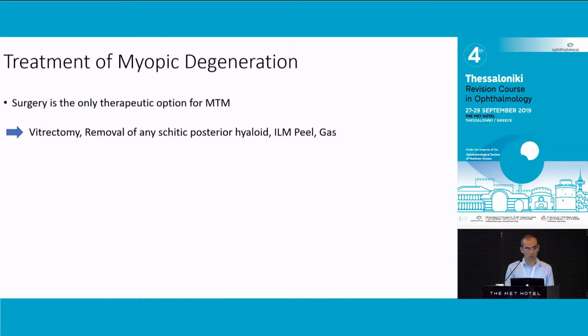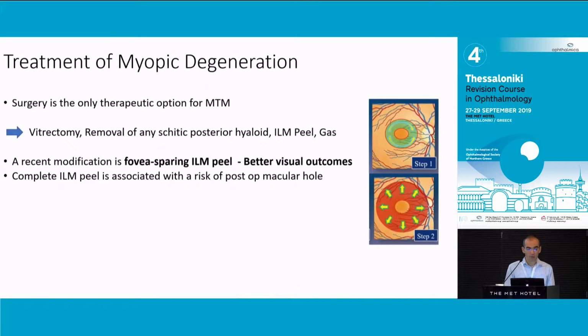And nowadays we tend to go for vitrectomy, we remove any schitic posterior hyaloid that might be there, do an ILM peel, and we do gas. A recent modification is the fovea-sparing ILM peel, because we found that when we peeled ILMs in the past, many of these patients would develop a macular hole at the end, which is not a good outcome. So we now would try and preserve the central ILM.